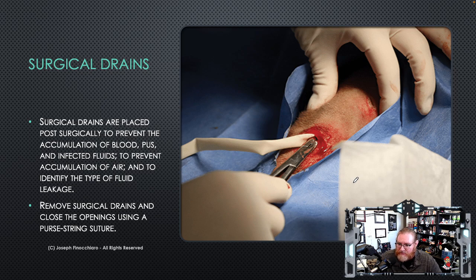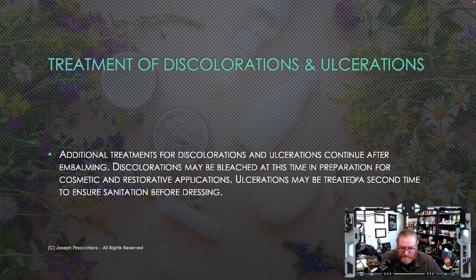Surgical drains are placed post-surgically to prevent the accumulation of blood, pus, and infected fluids, to prevent accumulation of air, and to identify the type of fluid leakage. Remove surgical drains and close openings using a purse string suture.